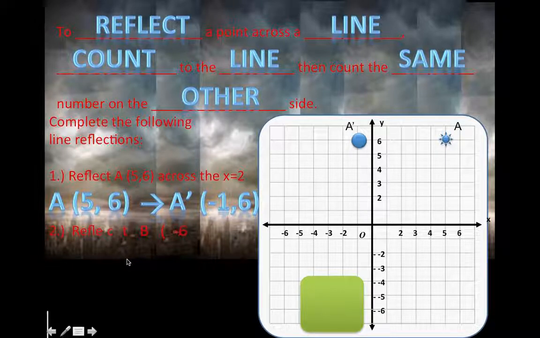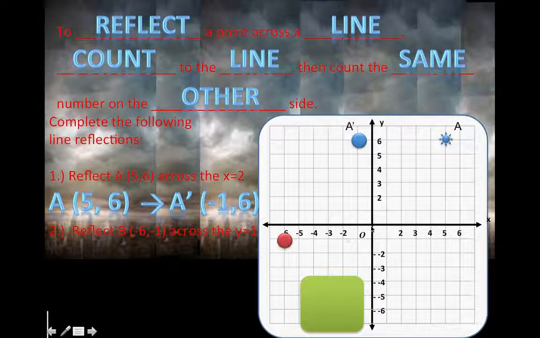Okay. Next example is we're going to take the point B, which is negative 6, 1, so go negative 6, 1, and we're going to plot it right here. We're going to label it B. We want to reflect it across the line y equals 1.